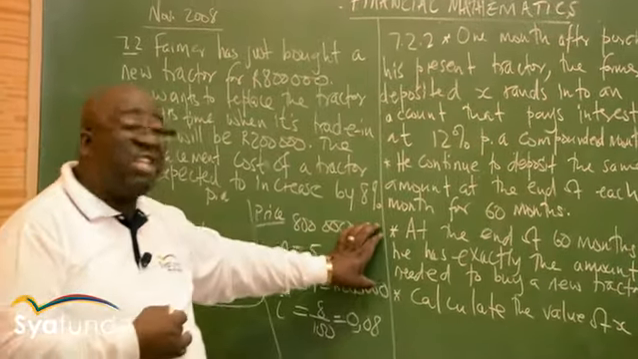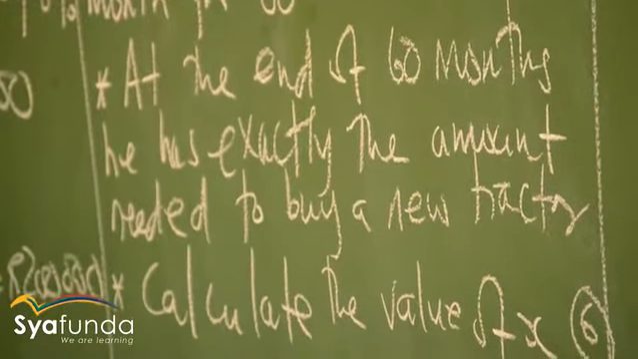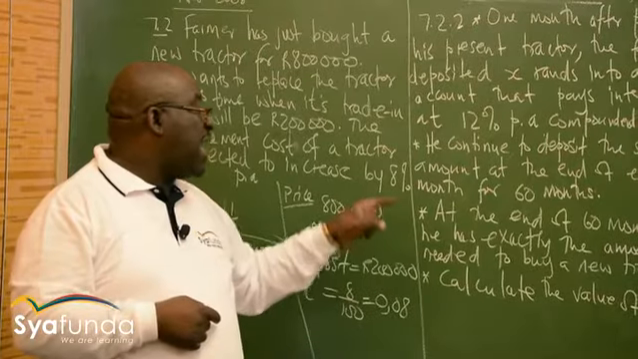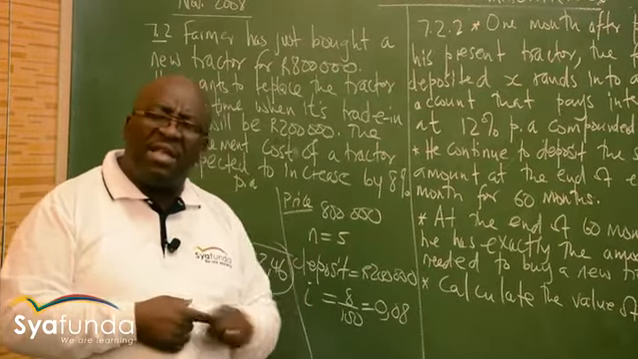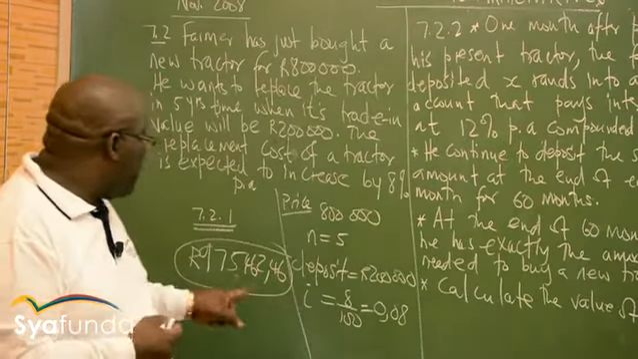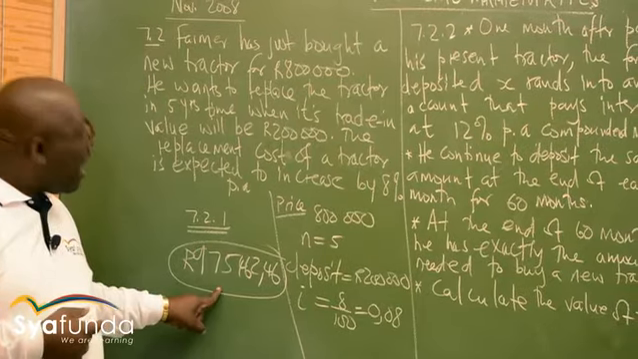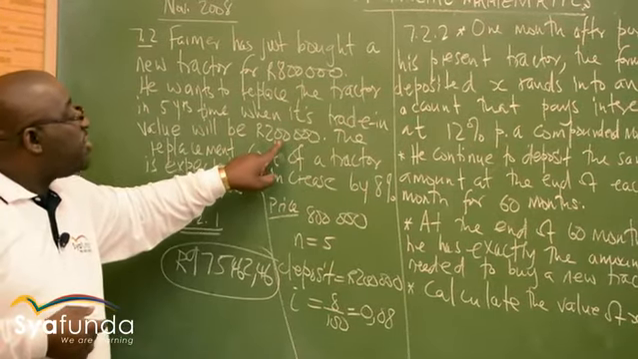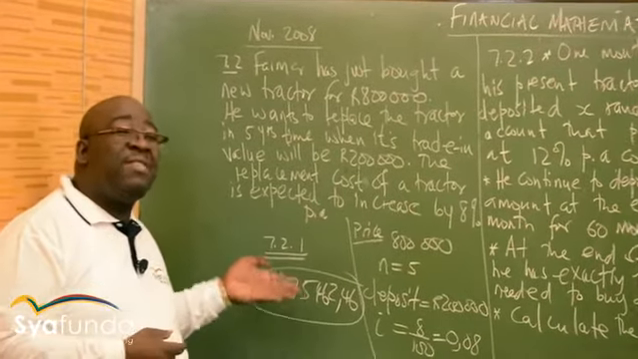Let's come back to this statement here. At the end of 60 months, at the end of 5 years, in other words, he has the exact amount that he needed to buy. How much does this farmer need to buy a new tractor? He needs to have this amount, which is 975,462, after trading in his old one. So this is the amount that he needs to buy the new tractor.